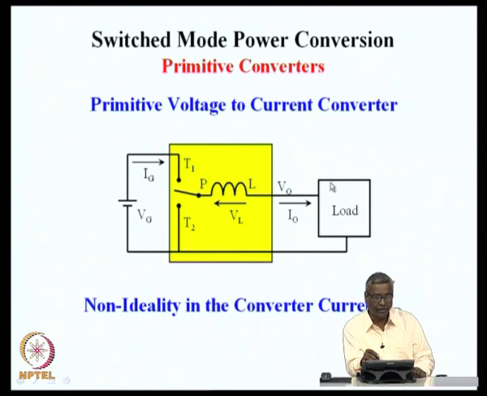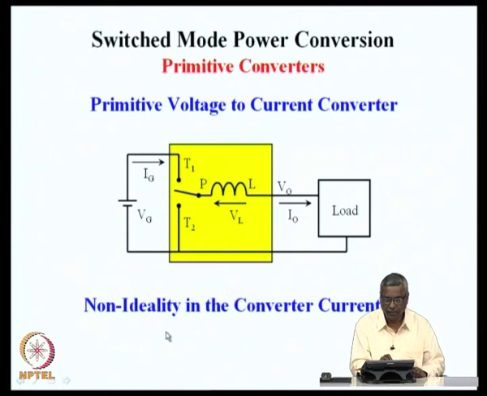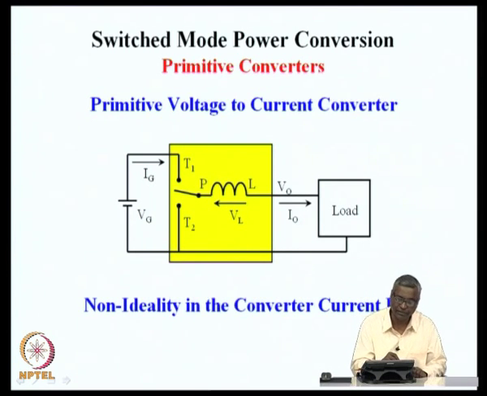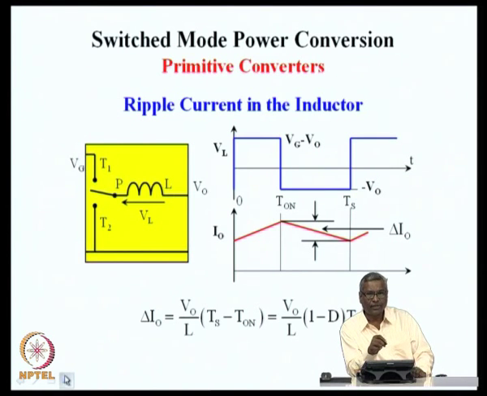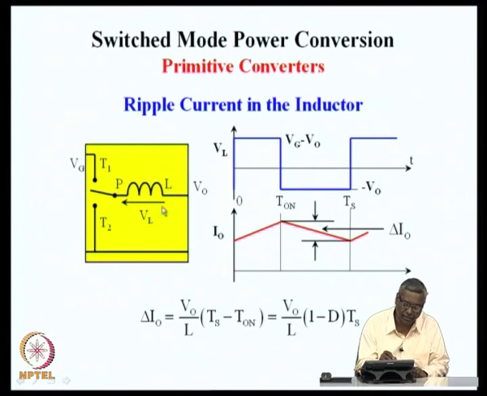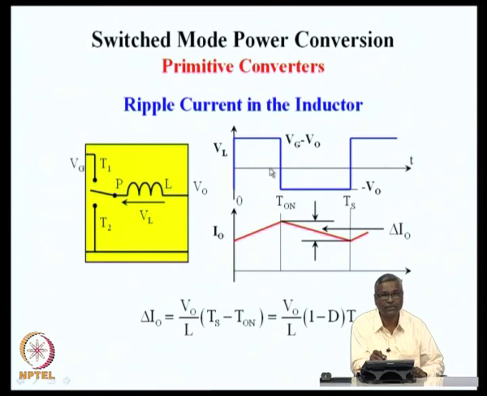They are different, and what we are going to do in the next few sections is find out this non-ideality: to what extent the converter current is not perfectly constant, to what extent it is different from the ideal condition. This is the first non-ideality in the converter, and this can be very easily found out by understanding that the current in an inductor is nothing but the integral of the voltage across the inductor.